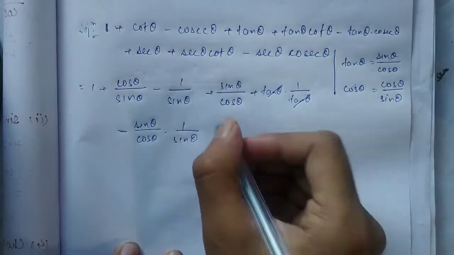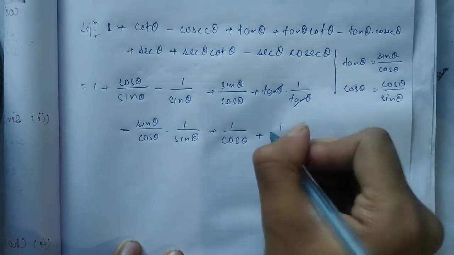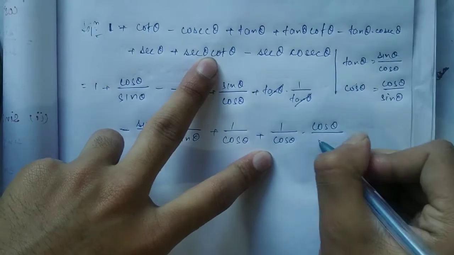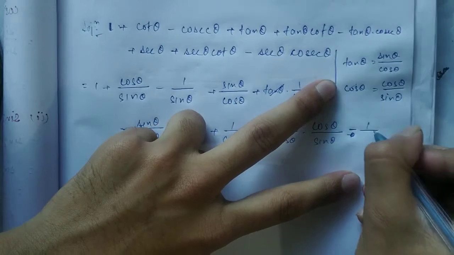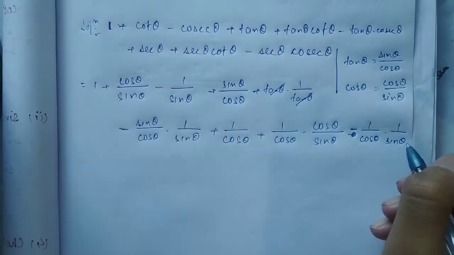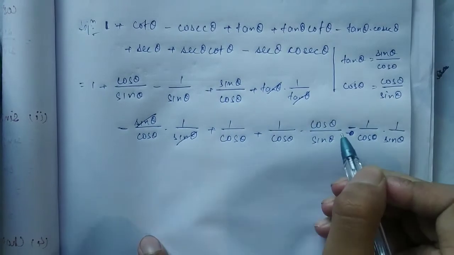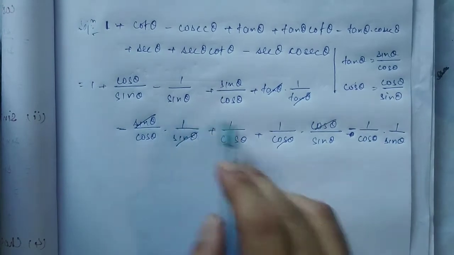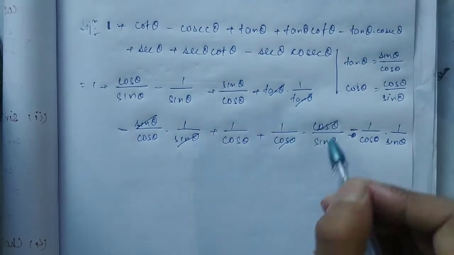And then for sec theta we write 1 by cos theta, and then again 1 by cos theta for this, into cot theta we write cos theta by sin theta, then minus for sec theta it is 1 by cos theta, and for cosec theta it is 1 by sin theta. Then we see that this sin theta can cancel out, this cos theta gets cancelled out. Now here it is 1 by sin theta minus of 1 by sin theta, and here it is plus of 1 by sin theta.